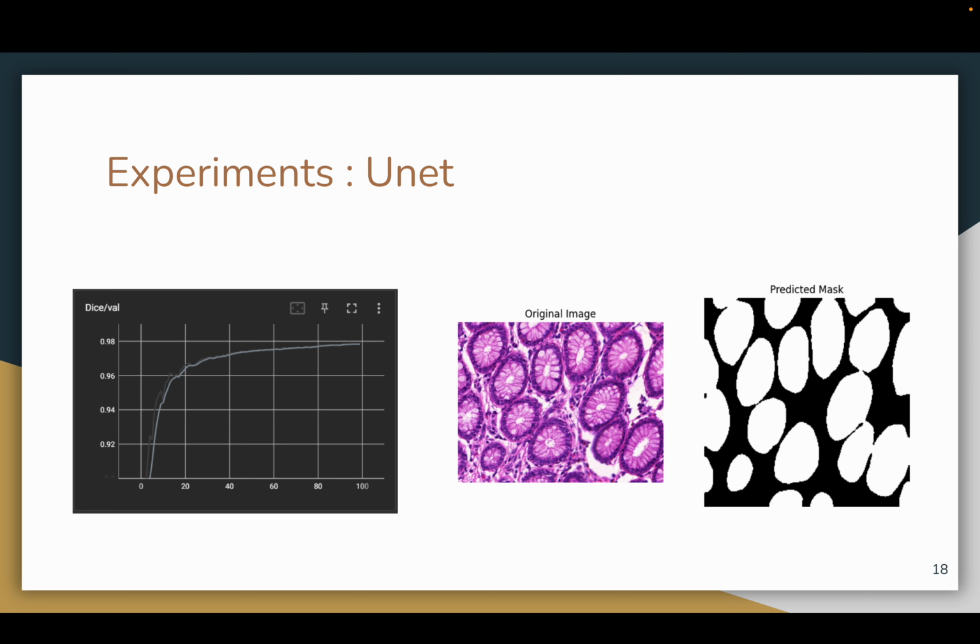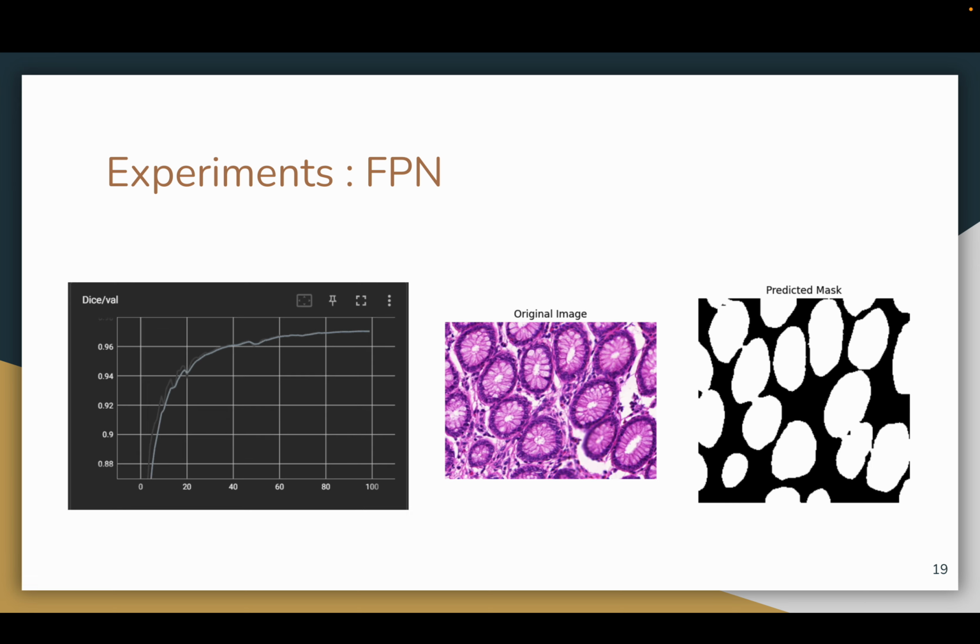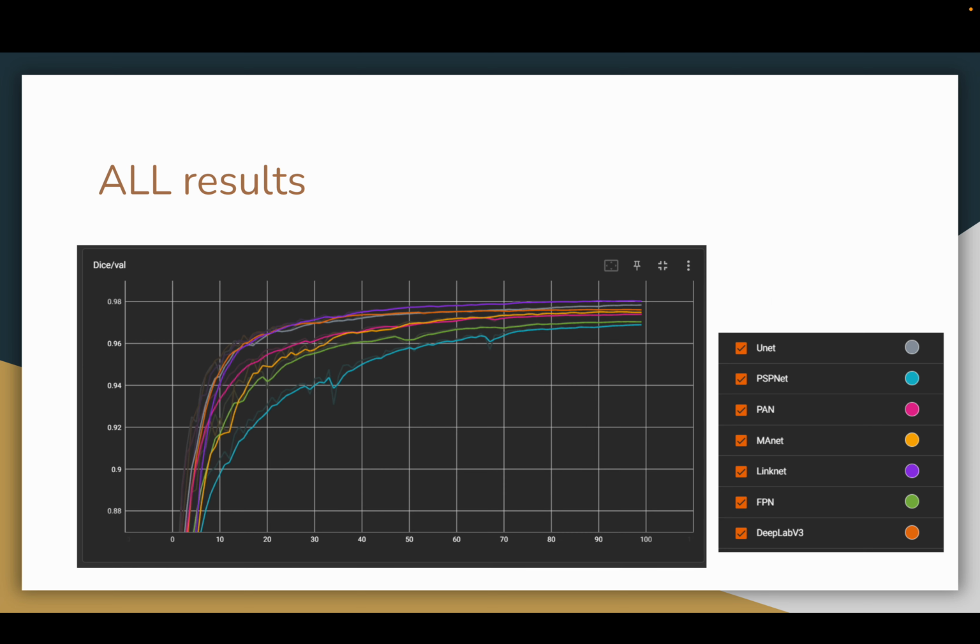Let's take a brief look at the result. UNet performs well on the dataset. It reached 0.98 in the dice score, and its predicted mask captures the cancer correctly. FPN also performs well on the dataset. It reached 0.97 in the dice score. In the end, we will show our result here.